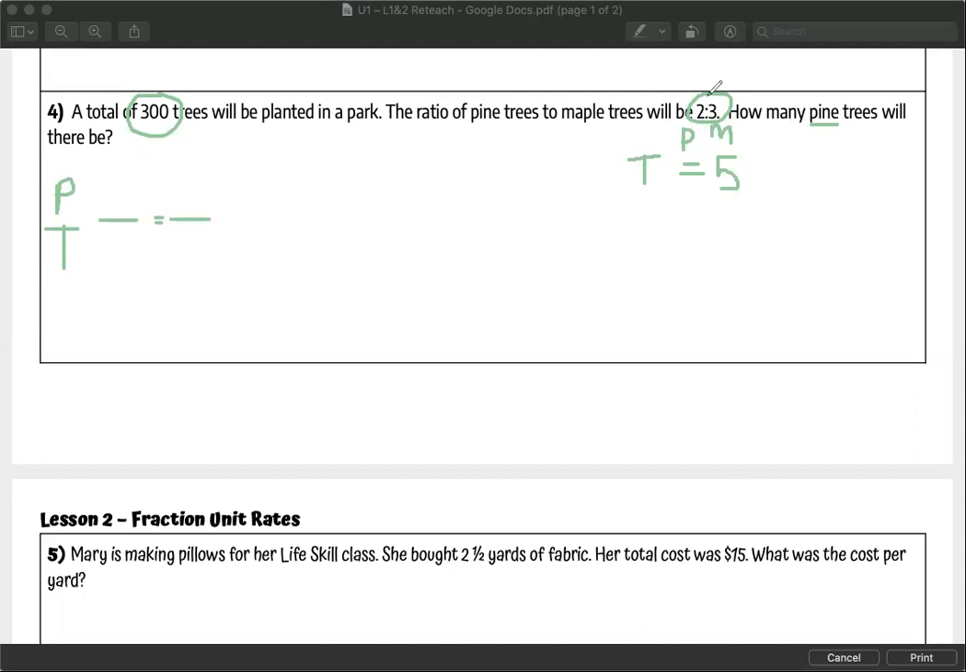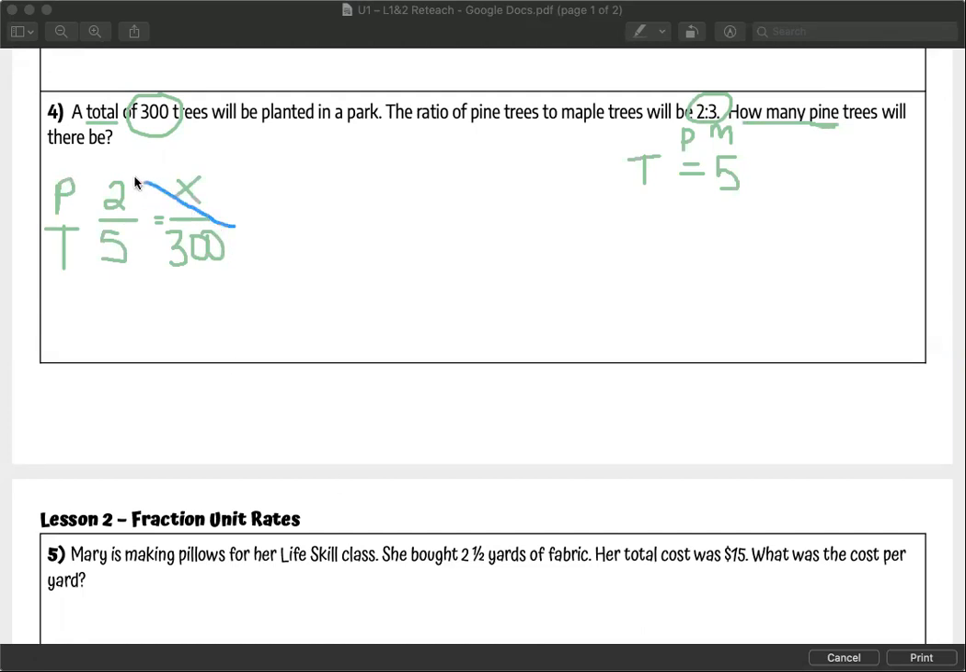So we have the 2 stood for pine, so that's going to be in my initial ratio. And we calculated that 5 stands for the total. And then the number that's given to us is a total of 300 trees. So that's going to go on the bottom to match with the total. That means we are solving for how many pine trees? The number of pine trees on top there.